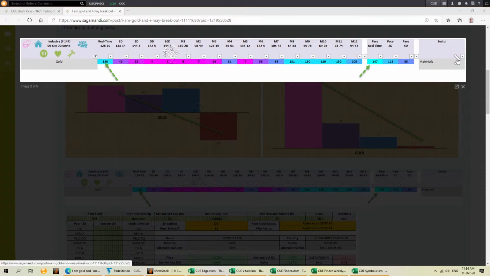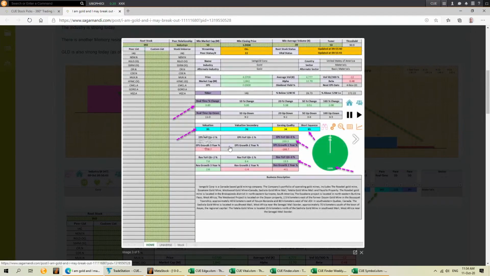Looking at that from QH, I drilled down to gold mining stocks and found this one, IAG, IM Gold. It was up by 3.8% at that time. Great valuation, short squeeze potential, excellent earnings growth, has revenue growth as well, and the industry in itself was also very strong. 100% of the peer stocks were up.